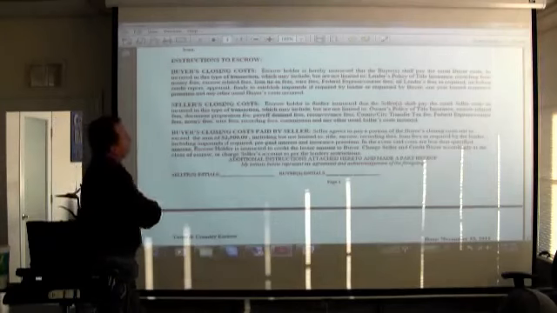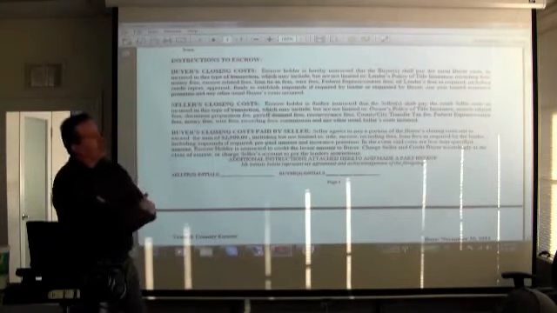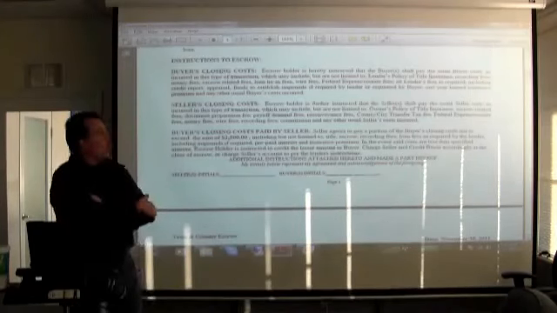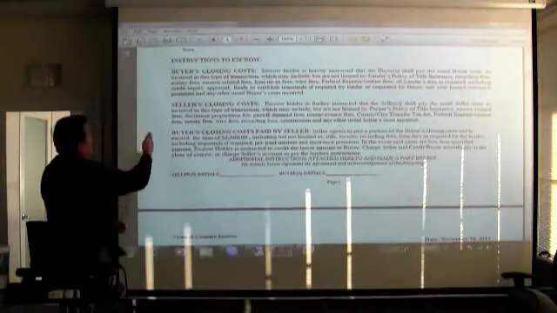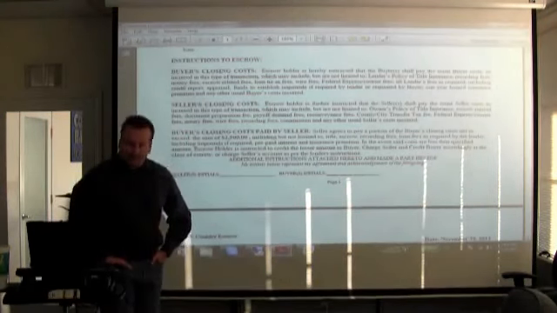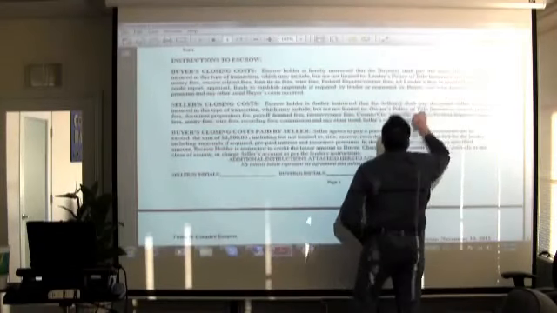Buyer's closing costs. Escrow holder is hereby instructed that the buyer shall pay usual buyer's costs. I love that word. Well, what are the usual buyer's costs? Okay, well, it's going to list a few of them. As incurred in this type of transaction, which may include but are not limited to, okay? The lender's policy of title insurance.